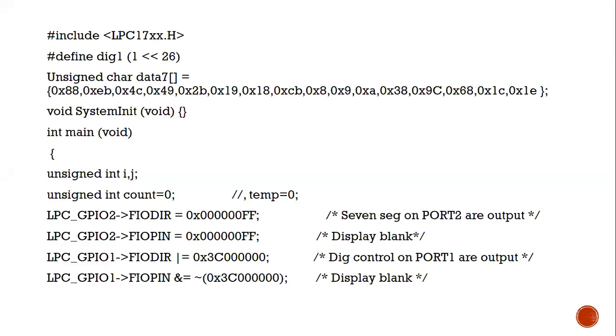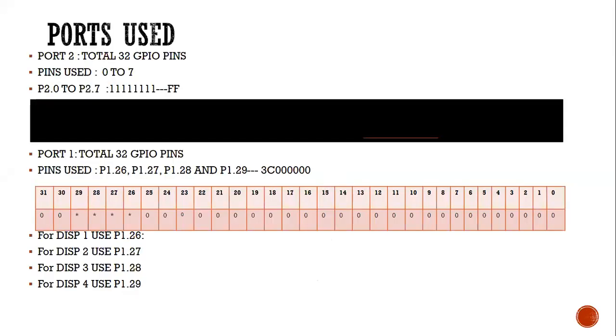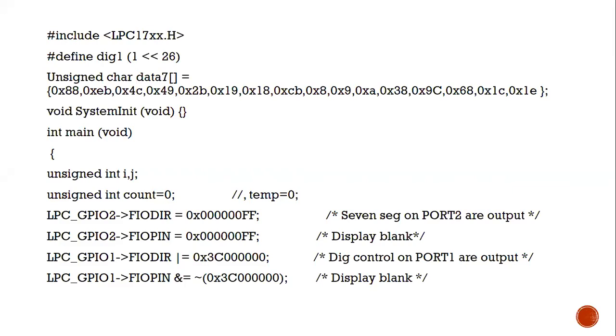I'm going to set the direction: FIO direction equals 0x000000FF. That means port 2, from pin 0 to pin 7, will act as output pins. Make sure this FF value makes port 2, from the 0th pin to the 7th pin, output pins.